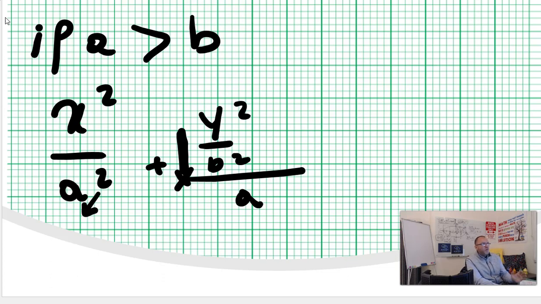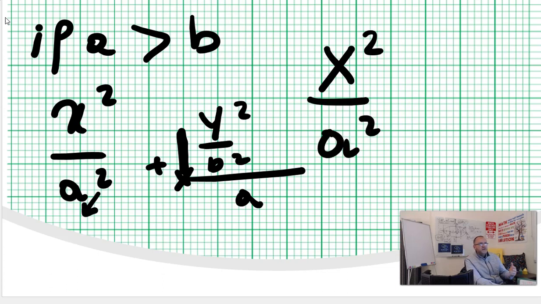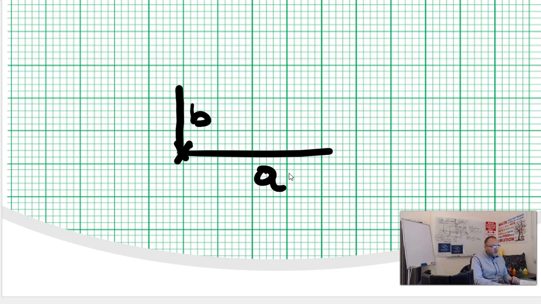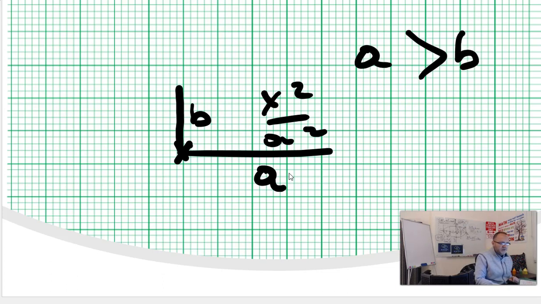We want to say that if the quantity under the x squared is larger than the quantity under the y squared, then the ellipse is stretched in this direction. That's it. This way it's a, and this way, the vertical direction under y squared, is b. If the quantity under the x squared is larger than the quantity under y squared, meaning a is bigger than b, or b is less than a, without memorizing that.